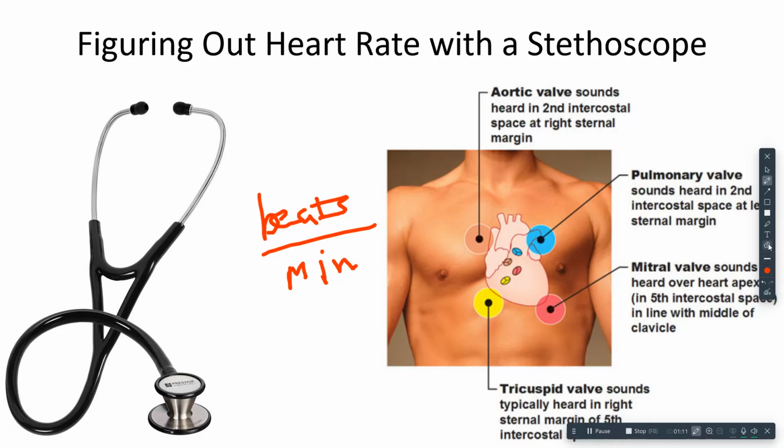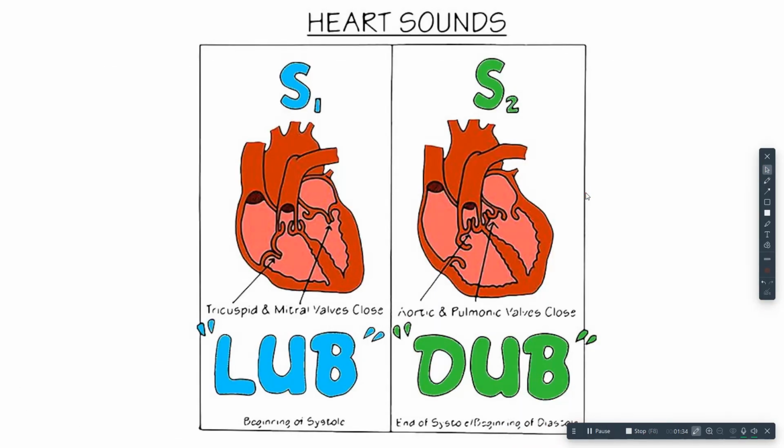And of course, do recall that if you are going to listen to the heart, then you are going to hear two sounds for every single heartbeat. The first heart sound, the lub sound, is due to the closure of the tricuspid and the bicuspid valves. The second heart sound, the dub sound, is due to the closure of the pulmonary and aortic semilunar valves.